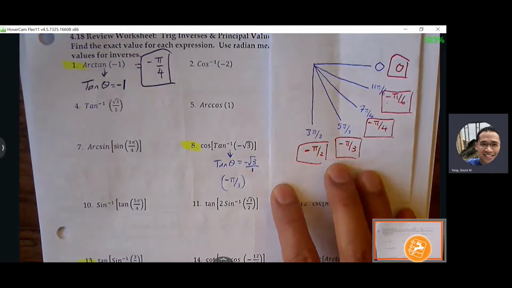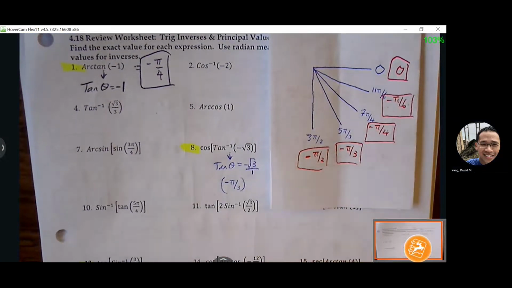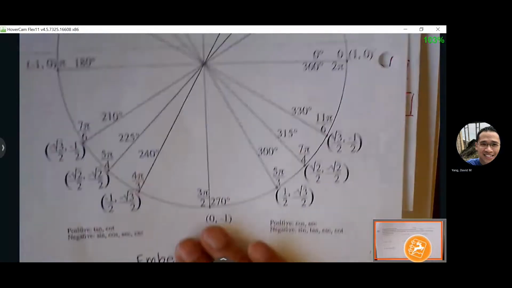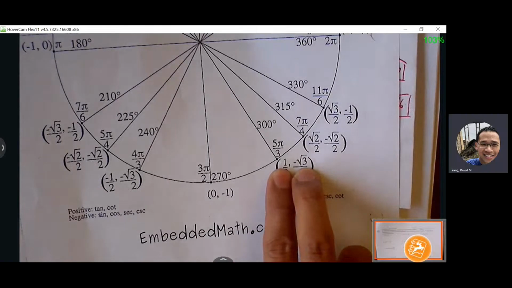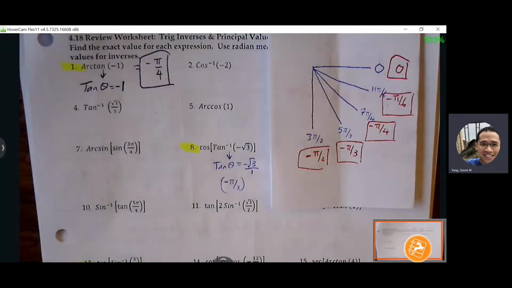Tan is y over x, right? That's right. Tangent is y over x. So wouldn't it be pi over 6? So look over here. All right, yeah, you got it. If it's cotangent, then that'll be correct. But here, tangent, we're going to look at that pi over 3. Okay, variation of pi over 3.